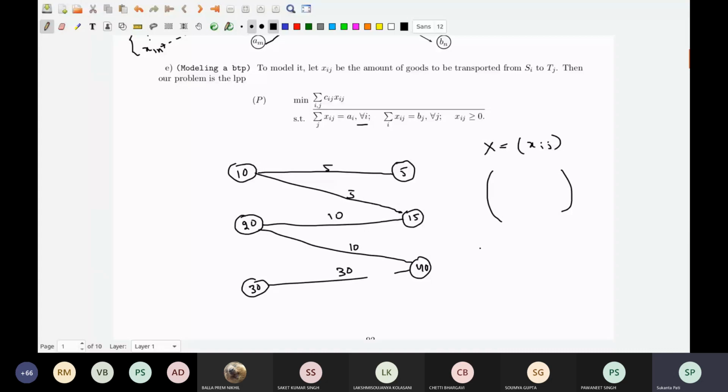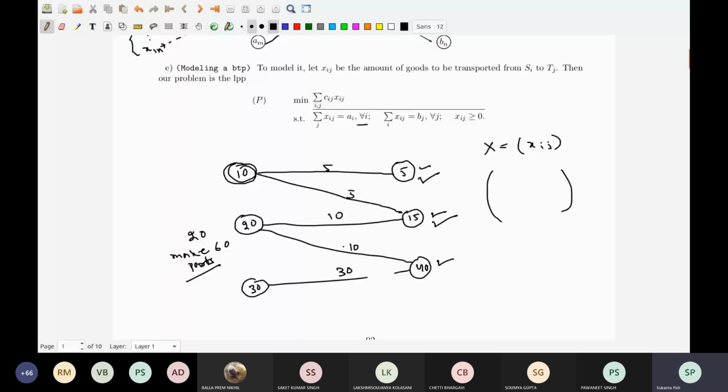The other one would be something like this. Whatever 10 amount it has, it will distribute proportionately. The total is 60, so you take 10 by 60. Divide 10 into 60 parts, and then give 5 parts to 5, 15 parts here, and 40 parts here. Similarly, take 20 and make 60 parts. Send 5 parts to the top, then 15 parts here and the remaining parts here, and do the same thing with 30.